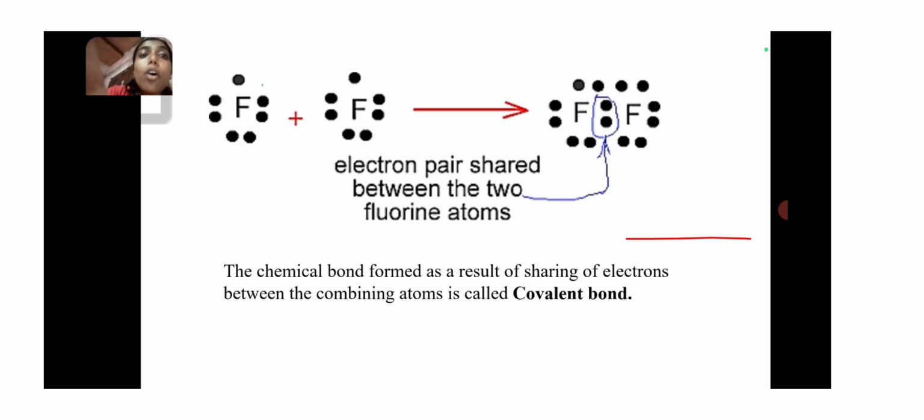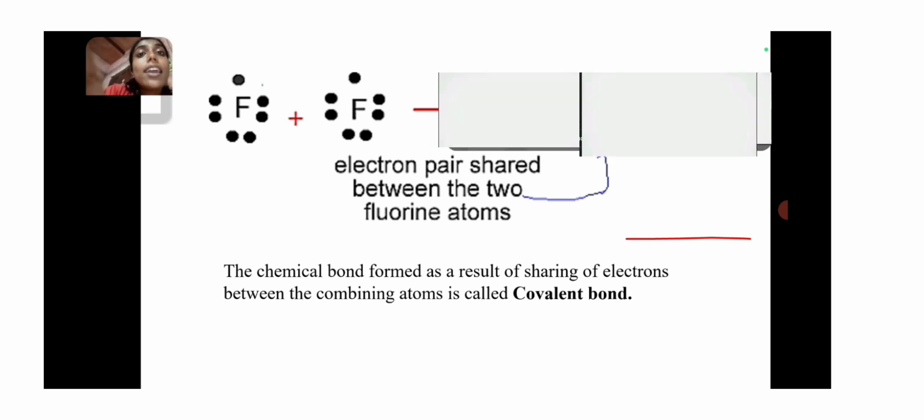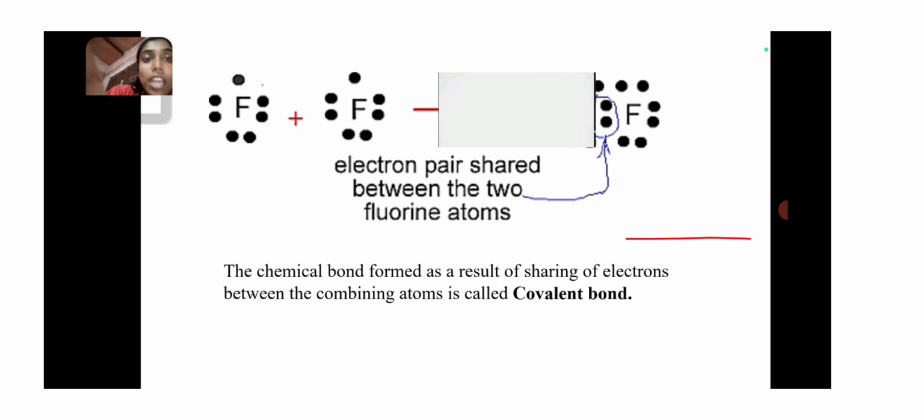So the chemical bond formed as a result of sharing of electrons between the combining atoms is known as a covalent bond. So a covalent bond means a chemical bond which is formed as a result of sharing of electrons. Here the electrons are shared between each other. In a covalent bond, electrons are shared, they are not transferred, they are shared.